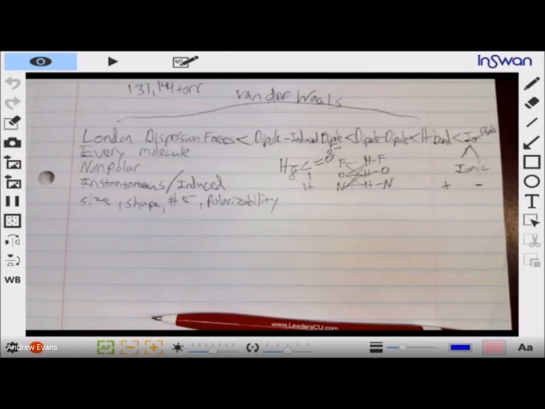But these forces are the key things that result in all the different weird properties of solutions.